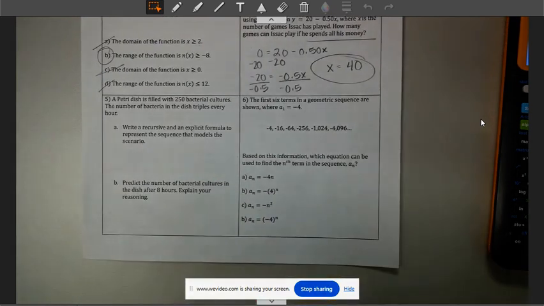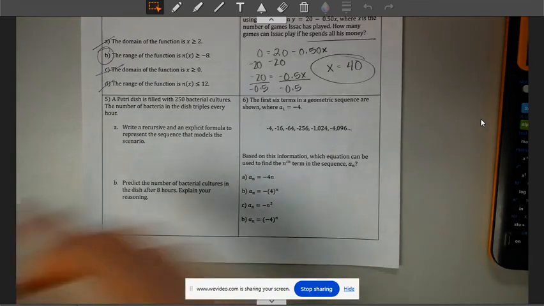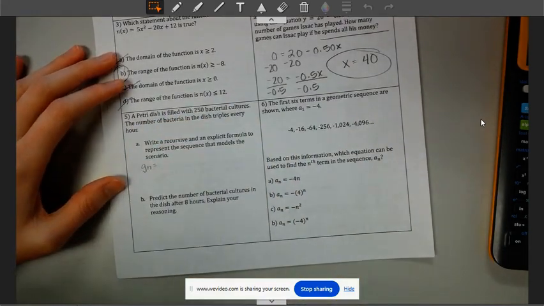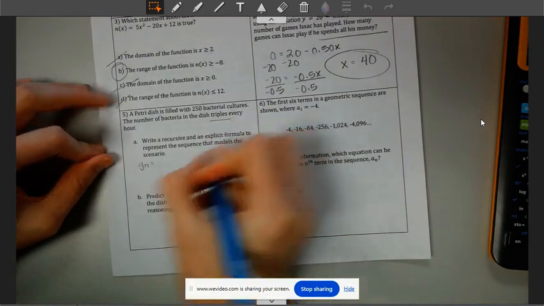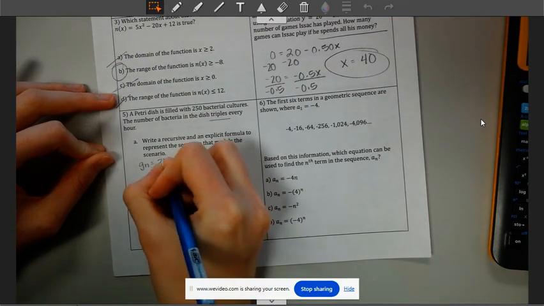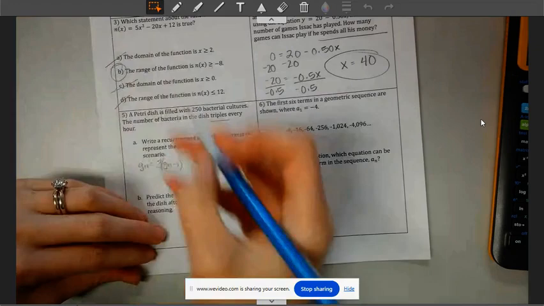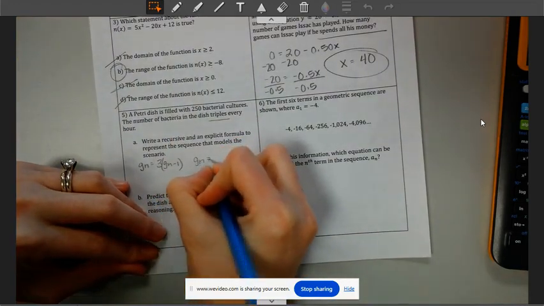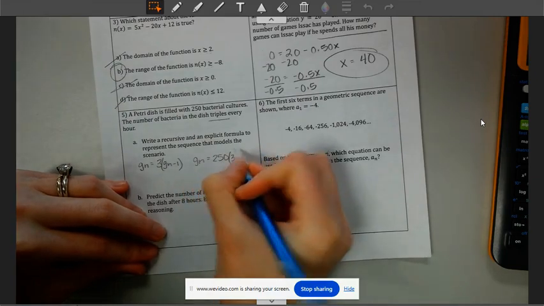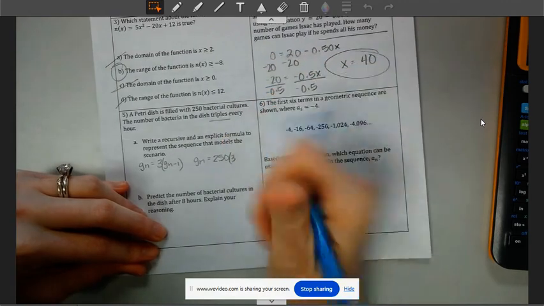A Petri dish is filled with 250 bacteria cultures. The number of bacteria in the dish triples every hour. Write a recursive and explicit formula to represent the sequence that models the scenario. Okay, this is geometric. So when we talk about the recursive for geometric, we're going to say G sub n is equal to our common ratio. Well, the common ratio here is triples, so it is equal to 3 times G of n minus 1. Okay. The explicit formula, we have G sub n is equal to the first term. Well, the first term in this case is 250 times 3 to the power of n minus 1.